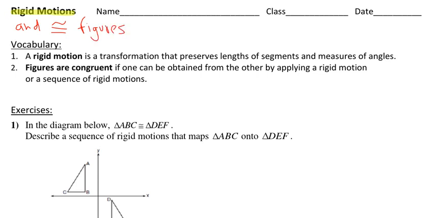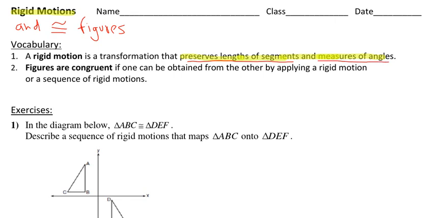And we're going to start by reviewing the definition of what a rigid motion is. A rigid motion is a transformation that preserves lengths of segments and measures of angles. And these two properties are the two very important properties of rigid motions: preserving the lengths of segments and the measures of angles. So whenever the question asks you to use the properties of rigid motions, you have to mention these two properties: preserving the lengths of segments and measures of angles. You have to mention those two properties.